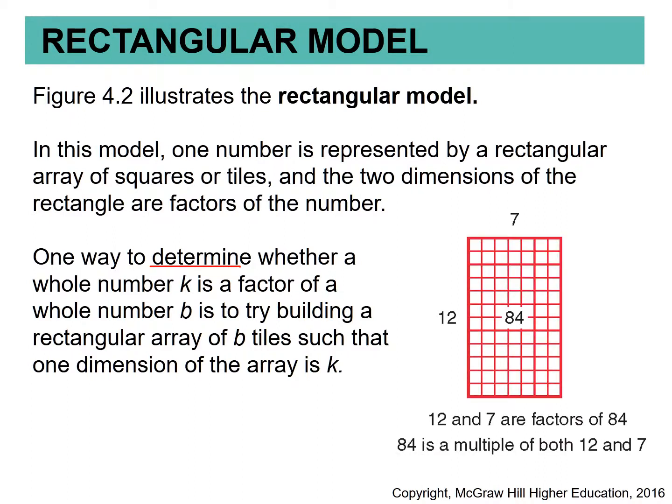So here, since I have this 7 and this 12, these two are the factors, and they're the dimensions in my area model. When I multiply those two together, I get the number of unit squares, and that tells me what the product is. So I know the side lengths are both factors, and 84 is a multiple of those side lengths.